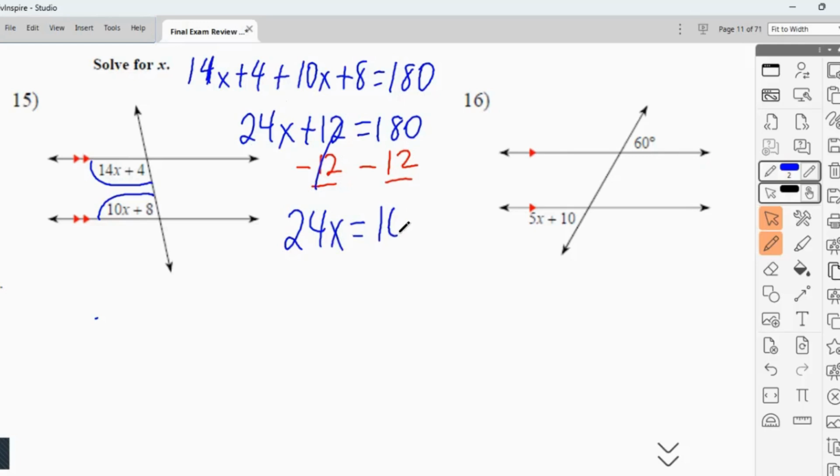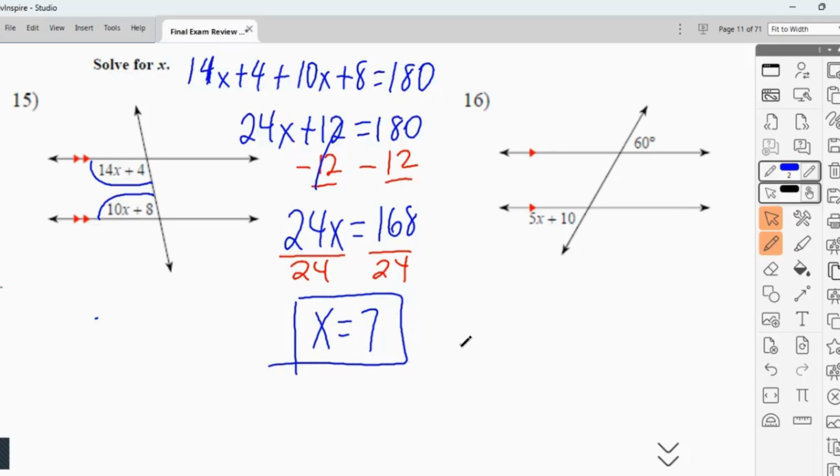This should be 168. Now, when you divide by 24 here and here, you should get x is equal to 7. That's the answer for this guy. On to the next piece.